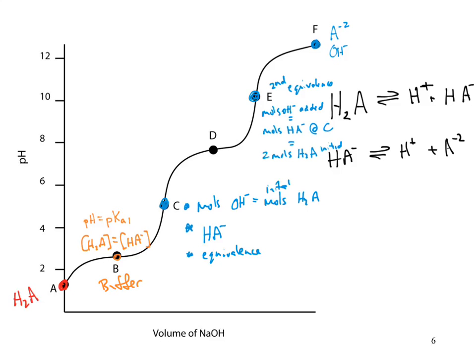What happens at point D? We're still a buffer. We can now say that the pH at that point equals pKa2. Why do we know that to be true? Because we're halfway on the way to becoming HA minus equaling A minus 2. Did I do the minus 2 earlier? All right. We give special names to our buffer points, B and D. What's that special name? It's our half equivalence point.